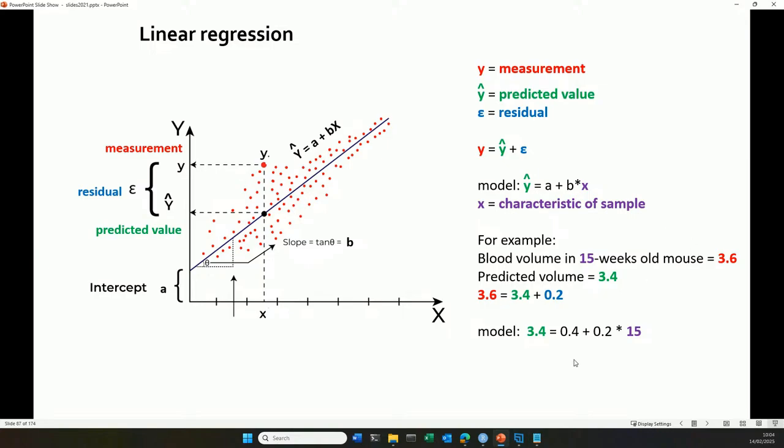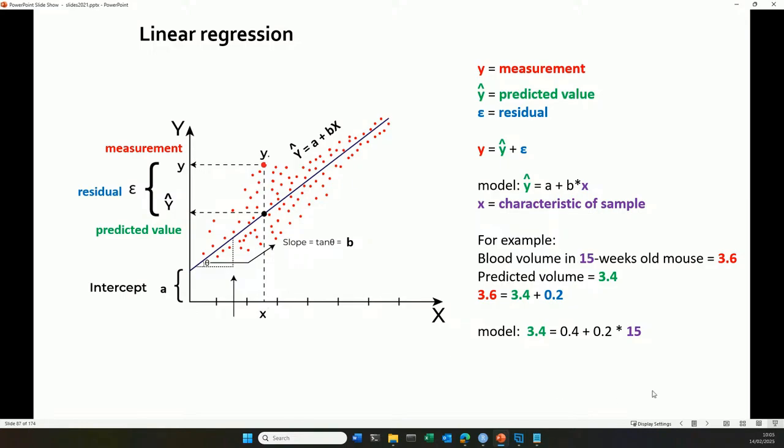An example from the real world. I measured the blood volume in a mouse. And this is what came out. This is one of my measurements, one of the red points. And I'm looking at age. Here, the mouse was 15 weeks old. So this is what is on the x-axis. I measure blood volumes on the y-axis in relation to the age of the mouse.